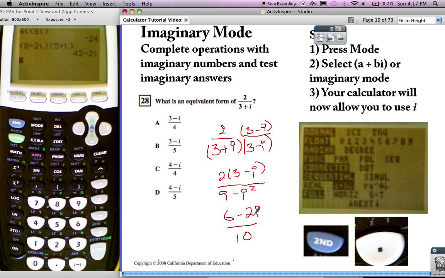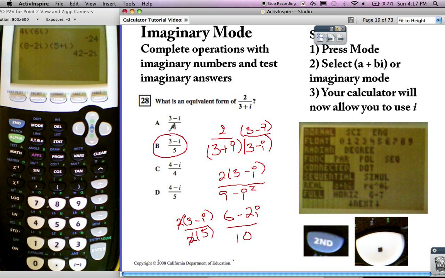I'm going to simplify that a little bit more. Out of the top, I could take a 2. And out of the bottom, I could also take a 2. So I have 3 minus i over 5. Okay, so I see that my answer is B.